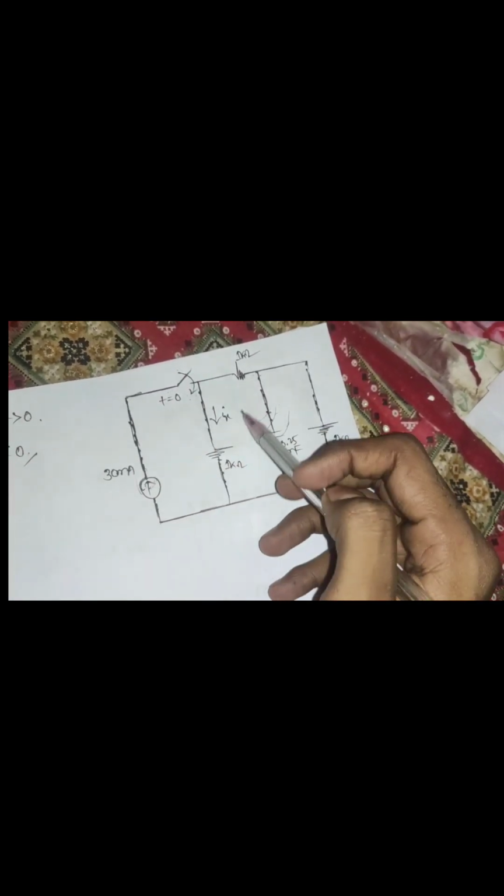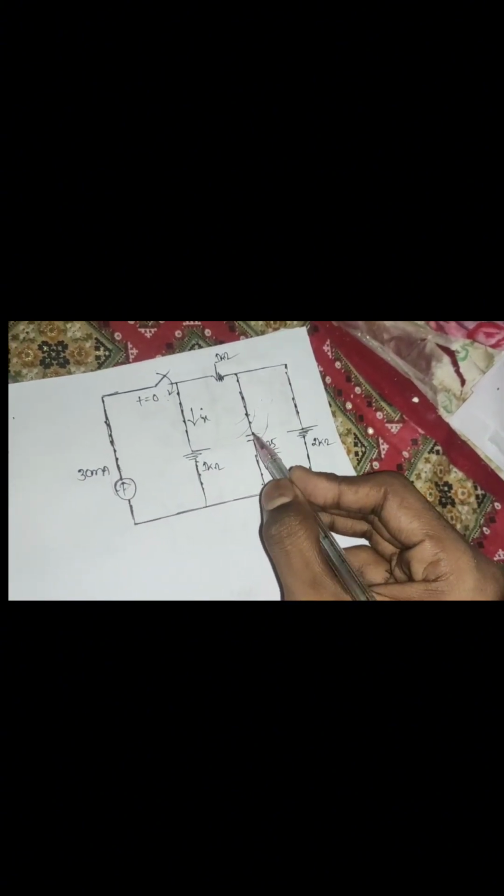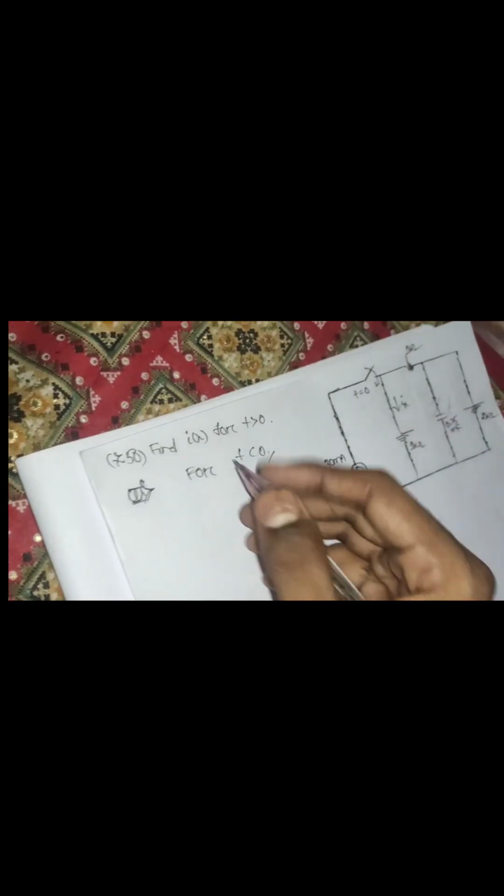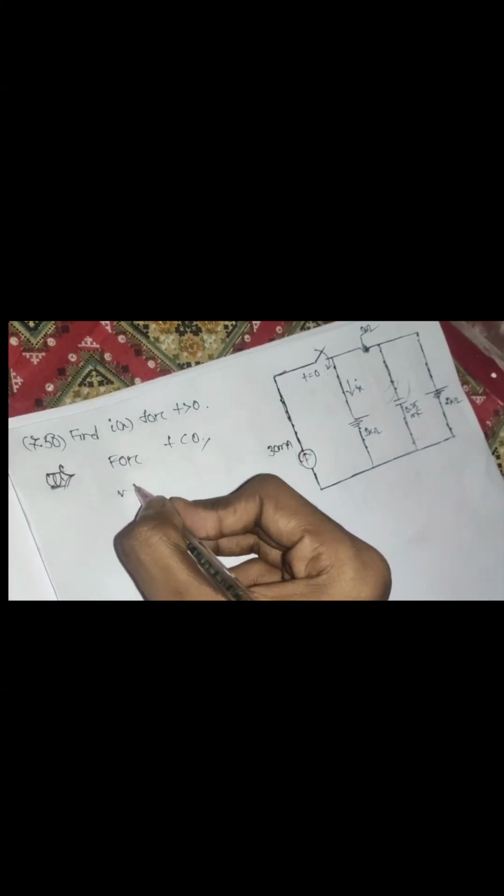If there is no current flowing in this total circuit, then the voltage across these two terminals is equal to 0, because there is no current flowing in this whole circuit. So the voltage for this capacitor will be 0, right? So for t less than 0, V0 will be 0.